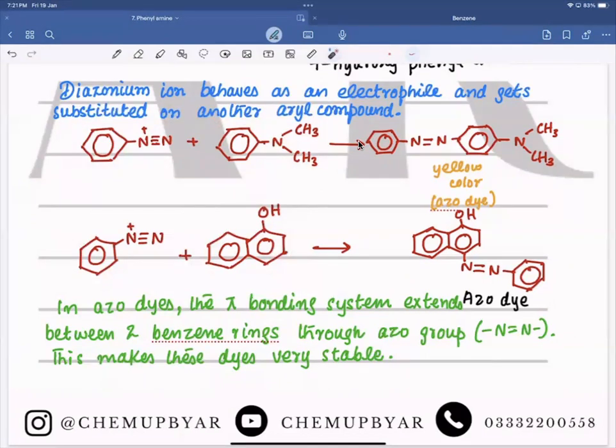So basically in these dyes, the pi bonding system extends. See, this is the whole pi bonding system, this is another pi bonding system, and here we have a pi bond. So this pi bond interconnects both the pi bonding systems. So the electrons over here will be extended to this ring and from this back over here. So the delocalization will be extended like this, and due to this extended delocalization, these dyes become very stable. So the color will be very stable and they will not fade off. So the bond will be strong? Yeah, the bond will be strong and the color will be strong, so they will not fade off easily.